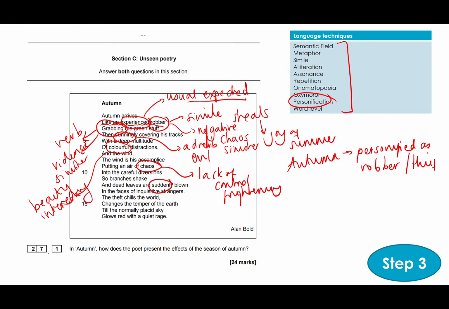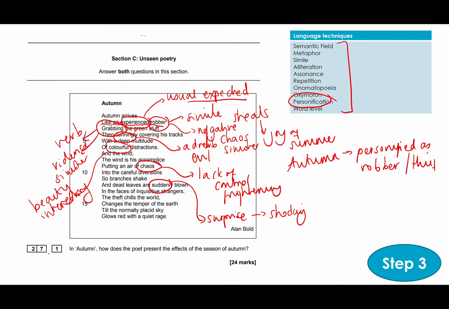That word suddenly is making me think it's maybe a bit surprising. Maybe people, even though autumn, like I've looked up here with the word experience, is something that happens every year, maybe it always takes people by surprise, and it's maybe kind of a shocking event, almost as if you were being robbed. Dead leaves are suddenly blown into the faces of inquisitive strangers.